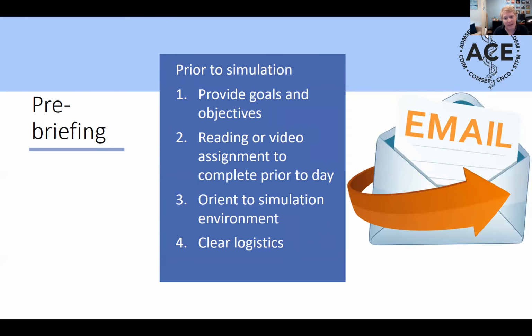So pre-briefing is information or pre-learning that you're going to give to your group of learners prior to arriving at the simulation. So this is the goals and objectives of the simulation. This is reading or a video or some sort of pre-learning that you want them to do beforehand. You can do some basic orientation to the simulation environment. And you really want to give them very clear instructions and logistics about what time to show up, where to show up, what should they be wearing, should they have a cell phone, should they have a tablet, these kinds of things. And they all belong in the pre-briefing.